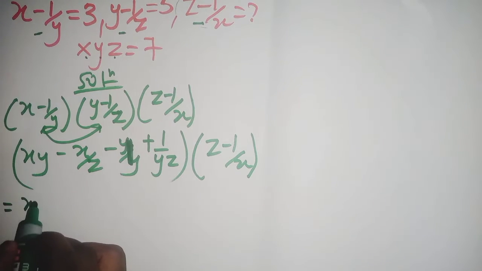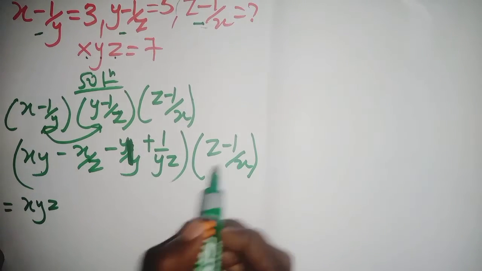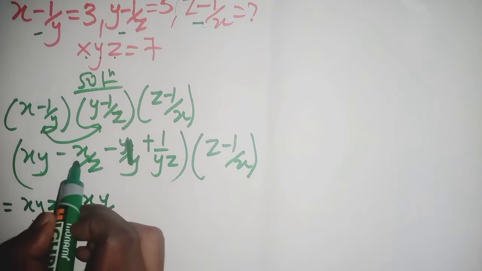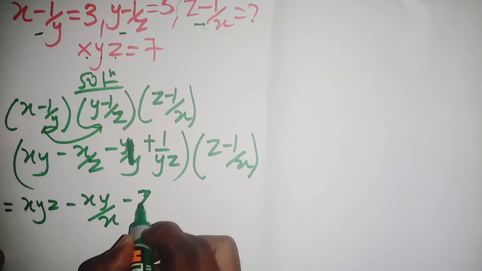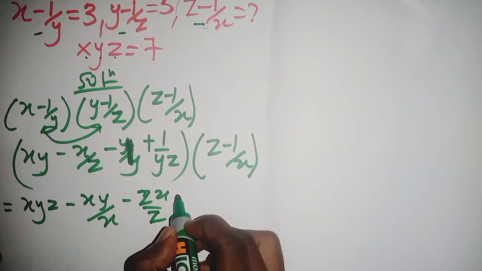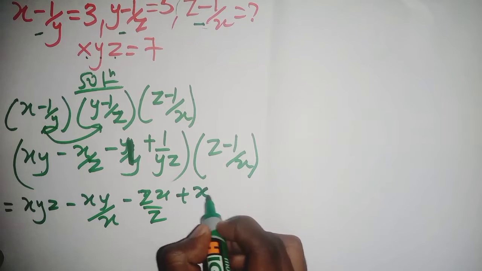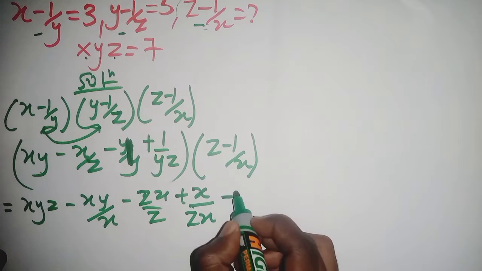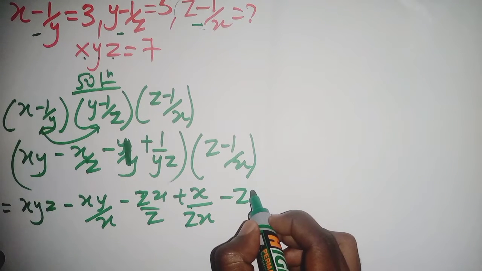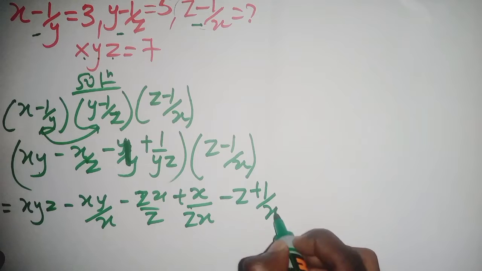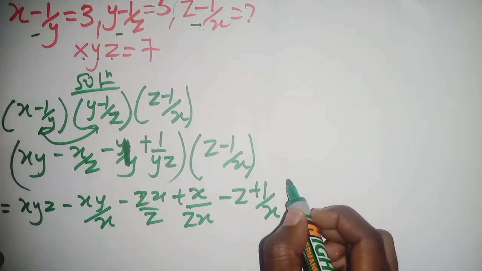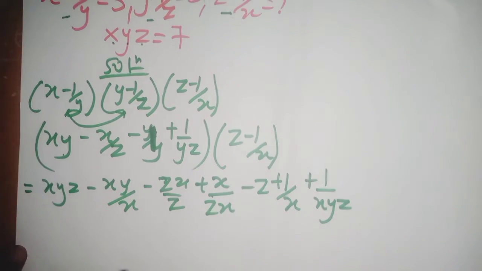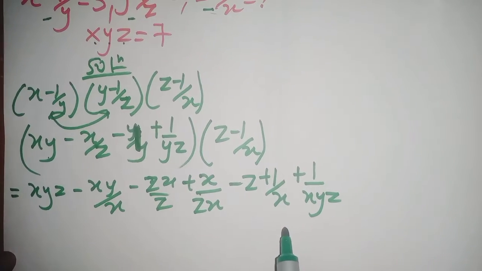So the first one becomes xyz, this times that also becomes minus xy over x, this minus that becomes minus zx over z, and then this becomes plus xy over zx. The next one becomes minus z, and then becomes plus 1 over x. This becomes 1 over xyz. Good. Now we have something like this. Now what do we do next?